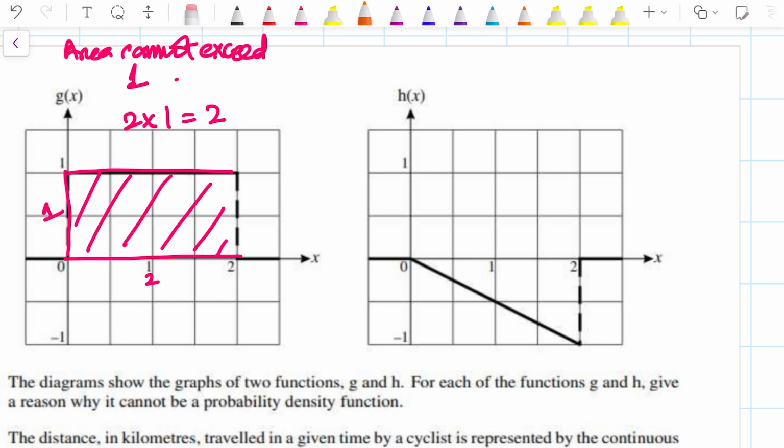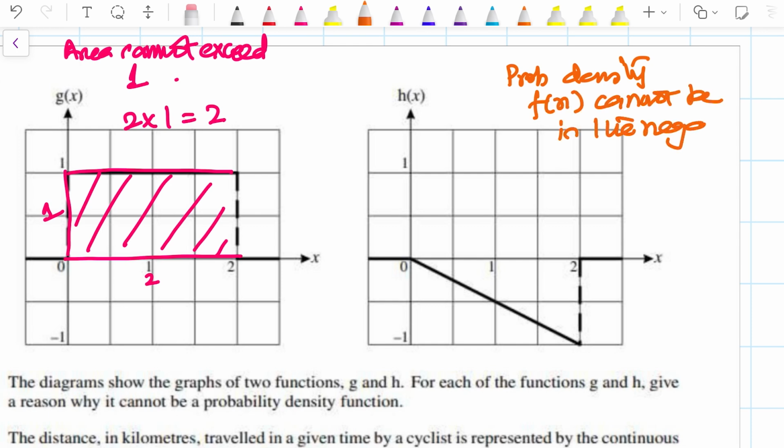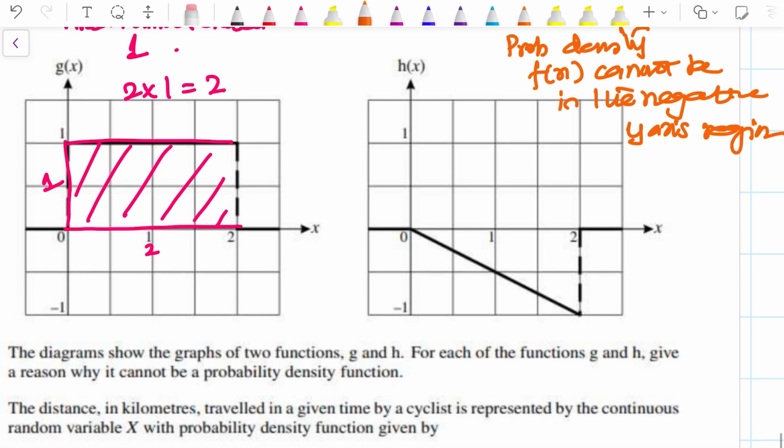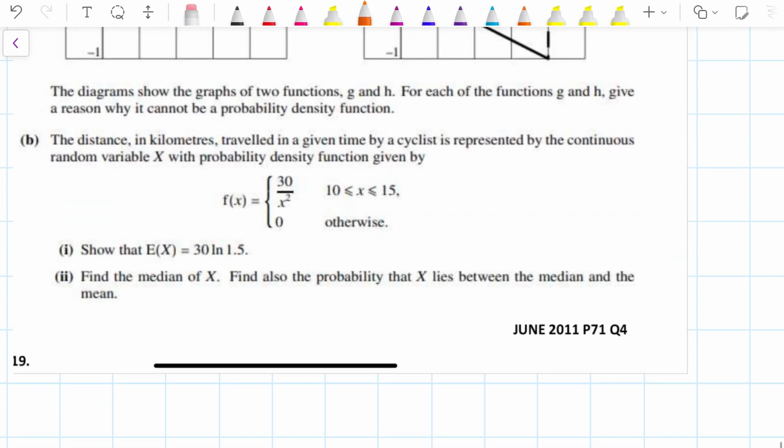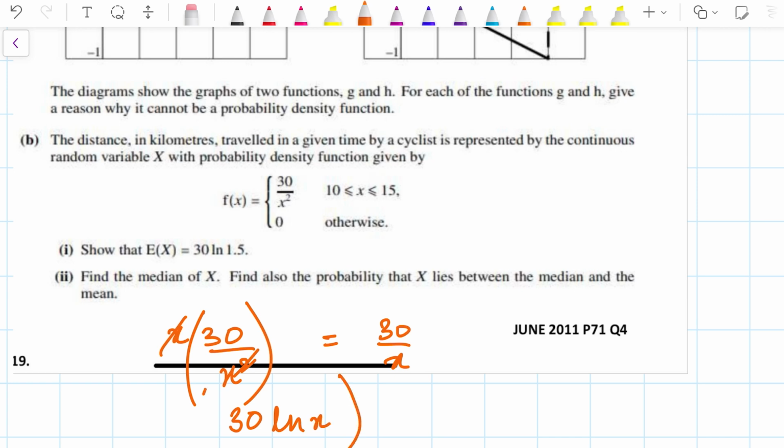All right, let's look at this. The probability density function cannot be in the negative y-axis region. So these are the two reasons why it cannot be a probability density function. I'm not doing this. Show that the expectation is this. So you just need to multiply it with x. And then 30 upon x becomes 30 ln x. Now put the limits 15 and 10 and find out the answers.